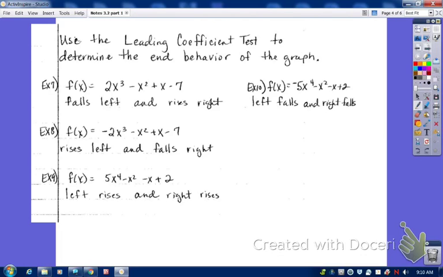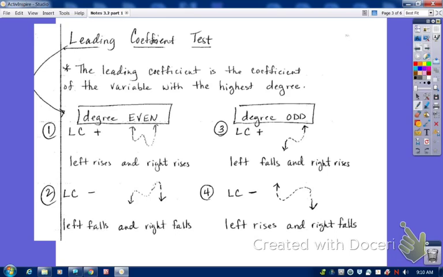So the leading coefficient is always the coefficient of the variable that has the highest exponent. And if you write your polynomial in standard form, you'll always write your highest exponent term first. And you need to get in the habit of doing that. So we're going to talk about the leading coefficient test.